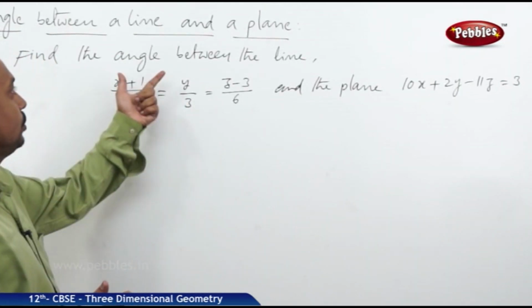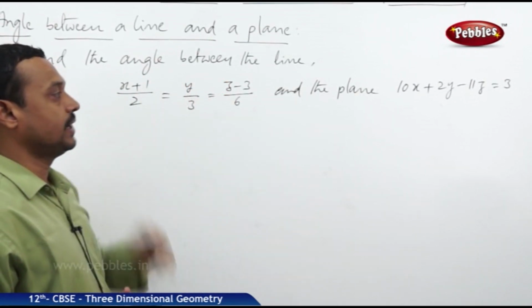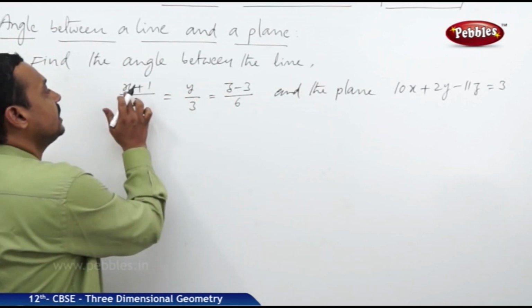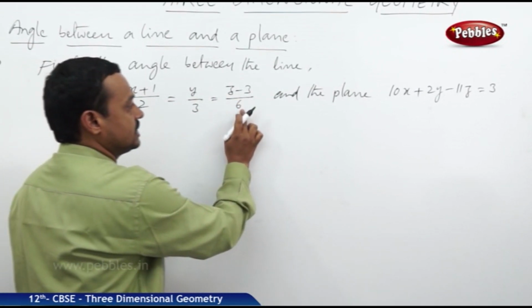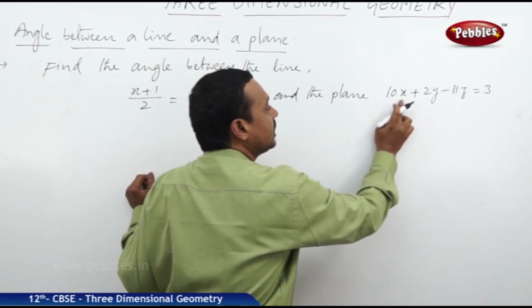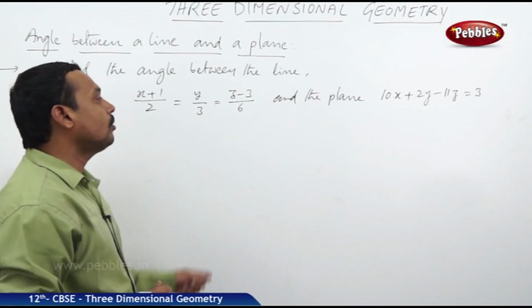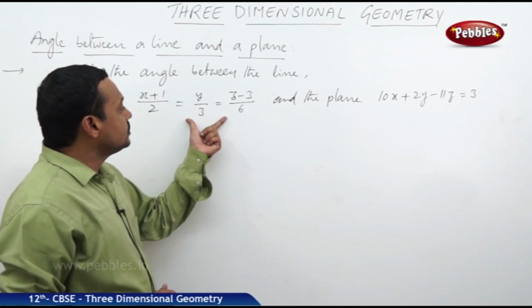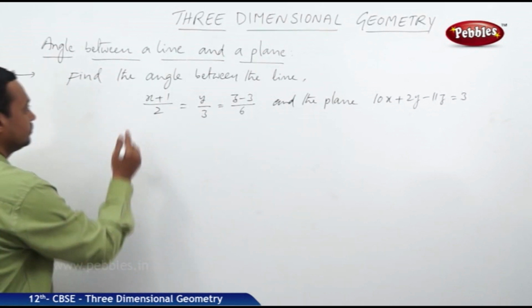Now let us do one problem, angle between a line and a plane. Here one line is given: x plus 1 by 2 is equal to y by 3 is equal to z minus 3 by 6, and the plane is given: 10x plus 2y minus 11z is equal to 3. Now we just make these two equations into vector form.